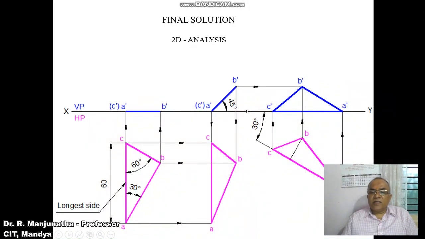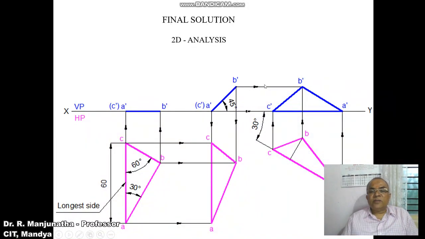Then once you do that, write the corresponding front view. So draw a vertical projector from A to the XY line and draw a horizontal projector from A dash C dash, and similarly draw a vertical projector from C to the XY line, because A dash and C dash is on the XY line. So you're going to get the points as A dash and this C dash.